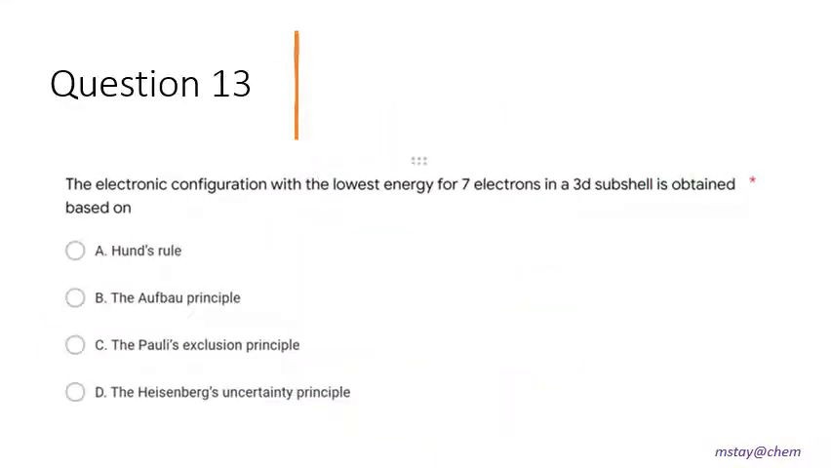Question 13. The electronic configuration with the lowest energy for 7 electrons in a 3d subshell is obtained based on the Aufbau principle. As we know, the Aufbau principle allows us to fill up the electrons into the orbitals according to the ascending order of energy.